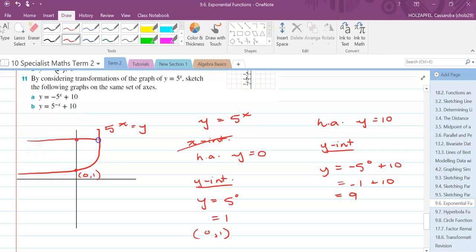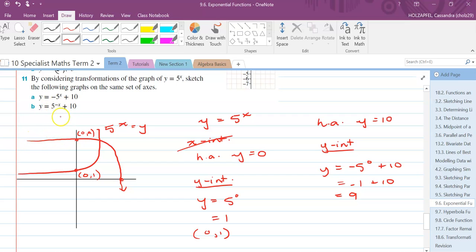And this one is actually going to have an x-intercept, so we could find the point of the x-intercept if we were interested in doing so. So this is at (0, 9), and this is our horizontal asymptote at y is equal to 10.